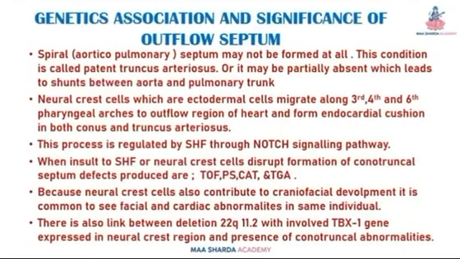Now what is its significance and genetic association? The spiral septum may not be formed at all. This condition is called patent truncus arteriosus, or it may be partially absent, which leads to shunts between the aorta and pulmonary trunk.